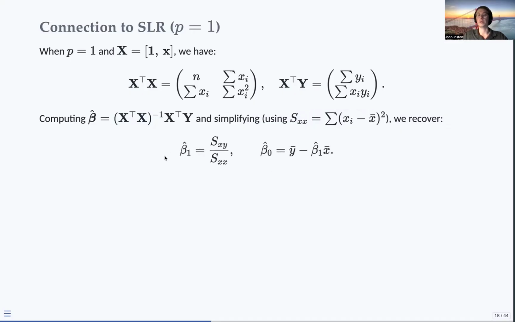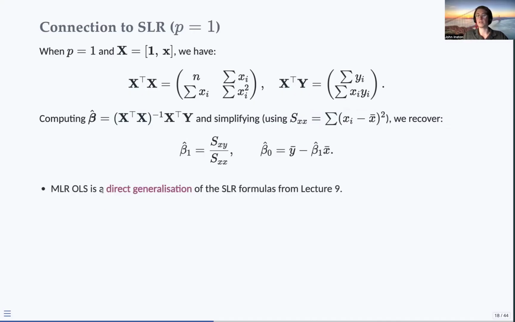So this would be our beta hat, where the first element of this matrix is y bar minus beta hat 1 x bar, and then the second one is given by s x y over s x x.